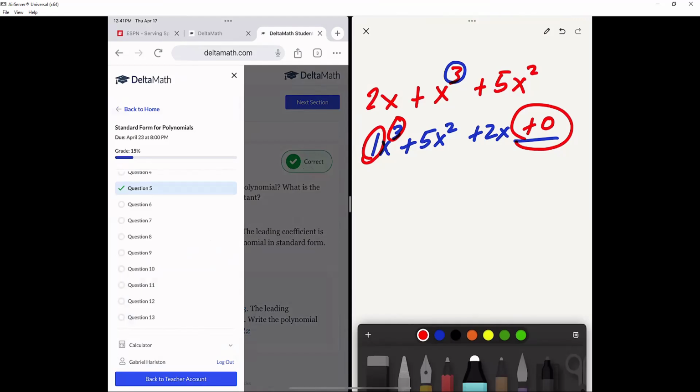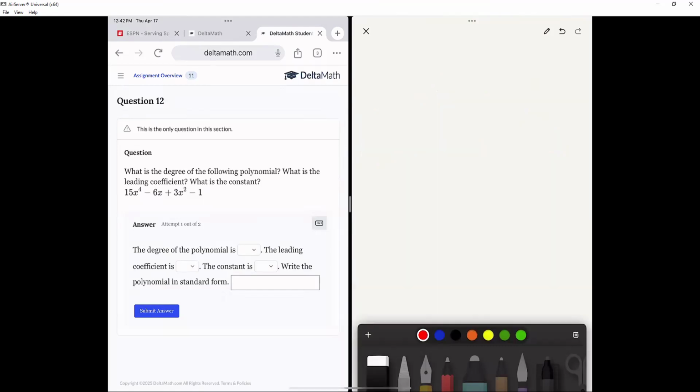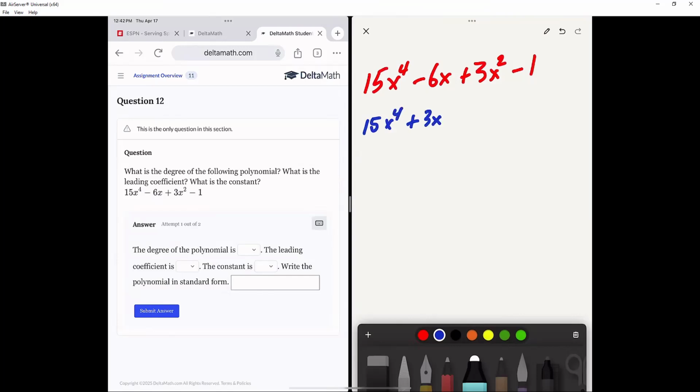Let me go to number 12. All right, so let me get rid of this. So here, it says, what is the degree of the following polynomial? Let me write it. It's going to be 15x to the 4th power minus 6x plus 3x squared minus 1. So what I'm going to do now is write it in standard form. So it's 15x to the 4th power plus 3x squared minus 6x minus 1.